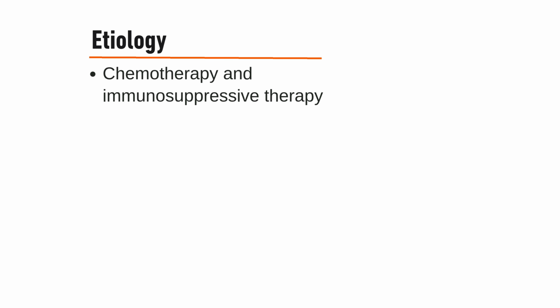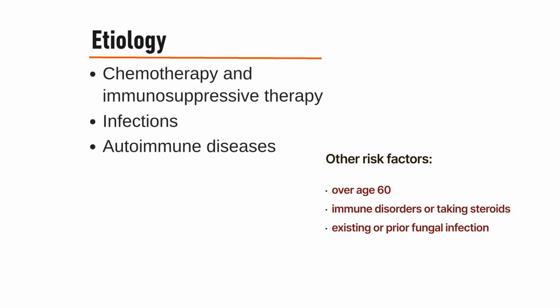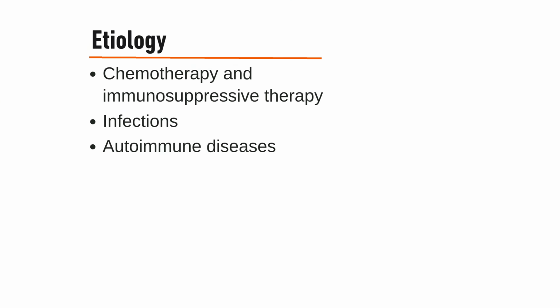Other causes include infections. Severe sepsis and fulminant bacterial infections can themselves deplete neutrophils. Autoimmune conditions or diseases like lupus can cause the immune system to attack its own neutrophils. And other risk factors that worsen outcomes include being over the age of 60, having immune disorders or taking steroids, and having an existing or prior fungal infection. So neutropenic patients are vulnerable to opportunistic pathogens, even organisms from their normal body flora.